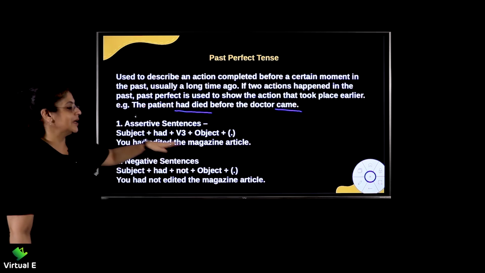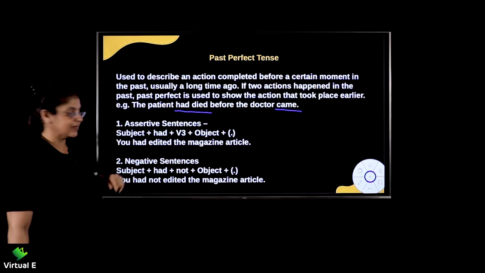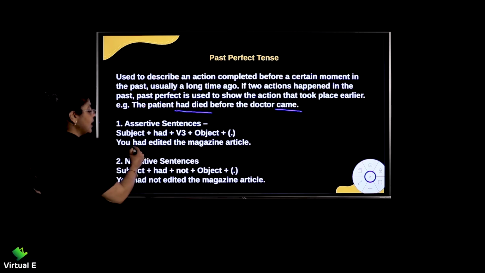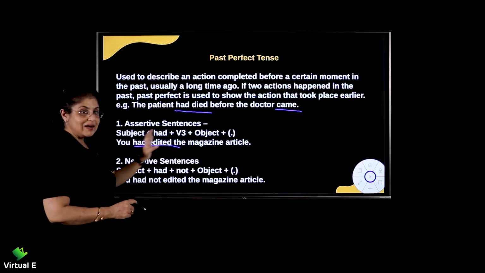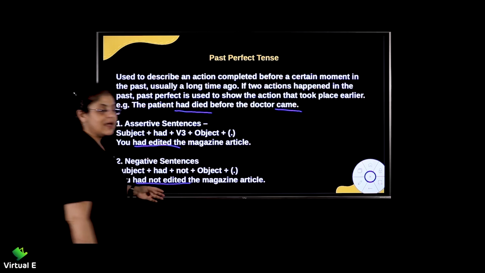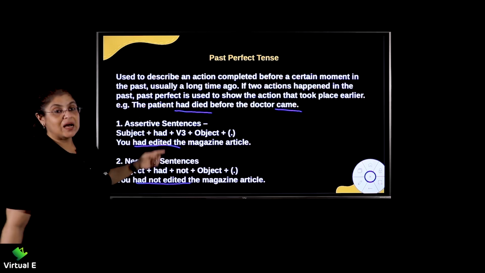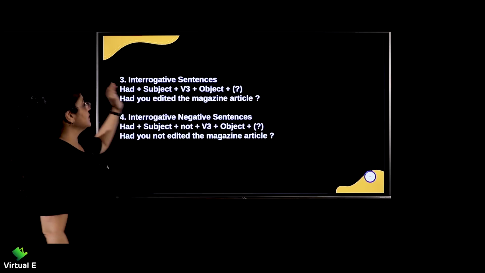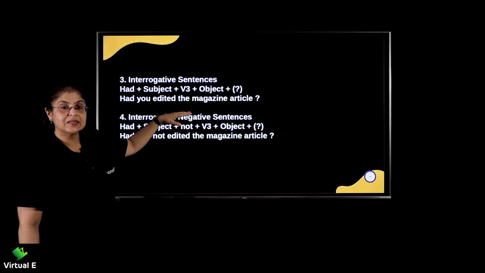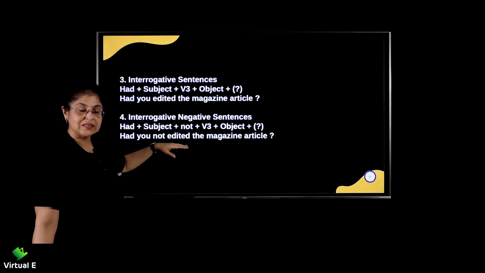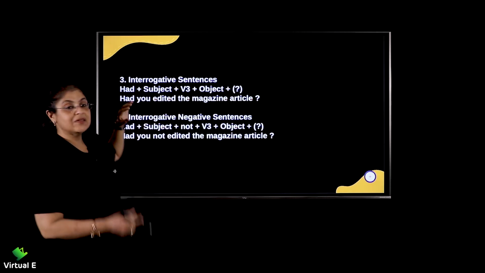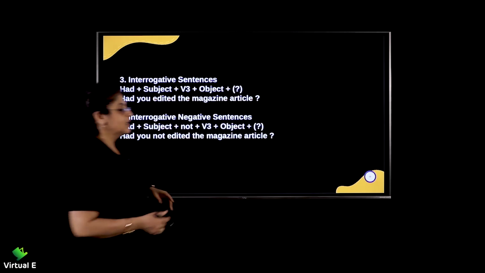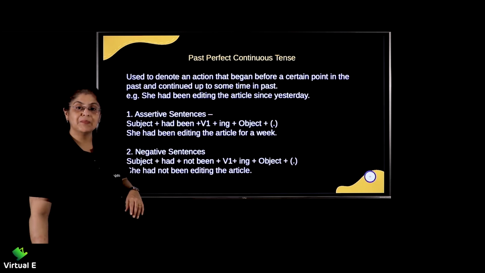Assertive: you had edited the magazine article. You had not edited the magazine article. So remember, we are glued to our formations: had and verb 3, had not and verb 3. This is your past perfect, the two forms of it. Moving further, the interrogative sentences: had you edited the magazine article? Had you not edited the magazine article? So you are seeing here we have had with verb 3, and had you not, interrogative negative. I'm sure it's clear by now, your past perfect.